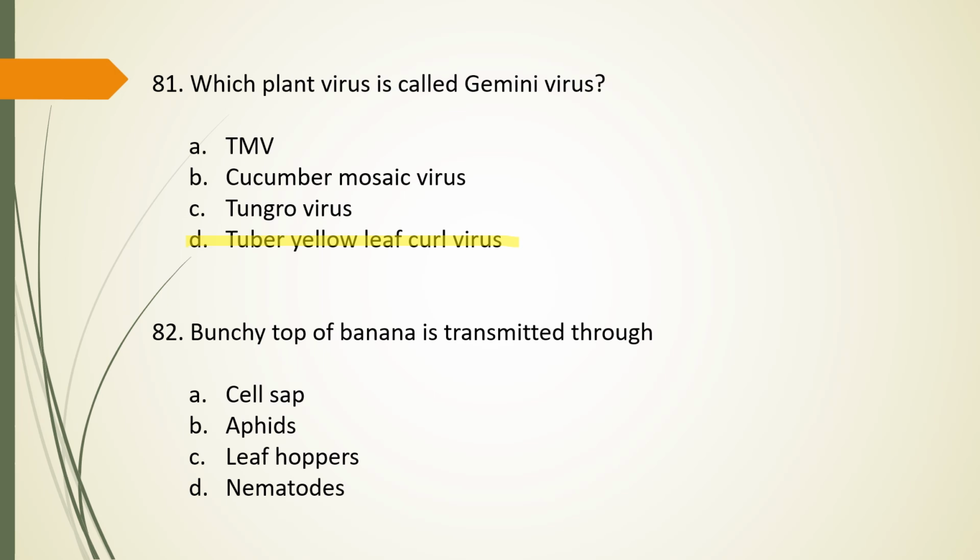Question number 82. Bunchy top of banana is transmitted through option A, cell sap, B, aphid, C, leafhoppers, D, nematode. The correct answer is option B, aphid.